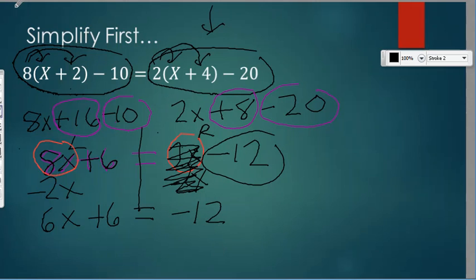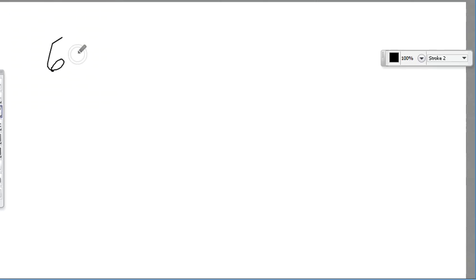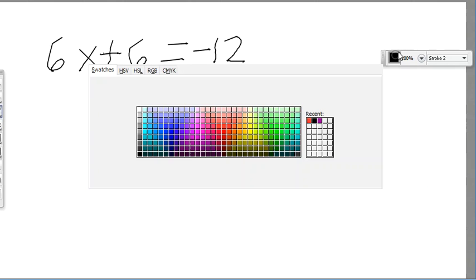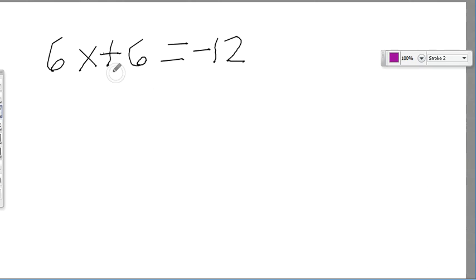And now I'm going to go ahead and turn to a new page so we have a little bit more space. I don't want this to get too crowded. So 6 times x plus 6 equals a negative 12. Now from here, this should be getting really easy for you guys at this point. This is just a two-step equation. We're solving for the x. We want to get the x by itself.